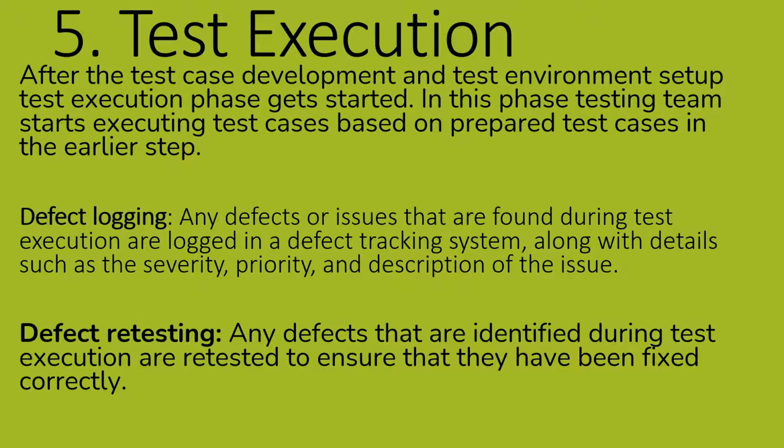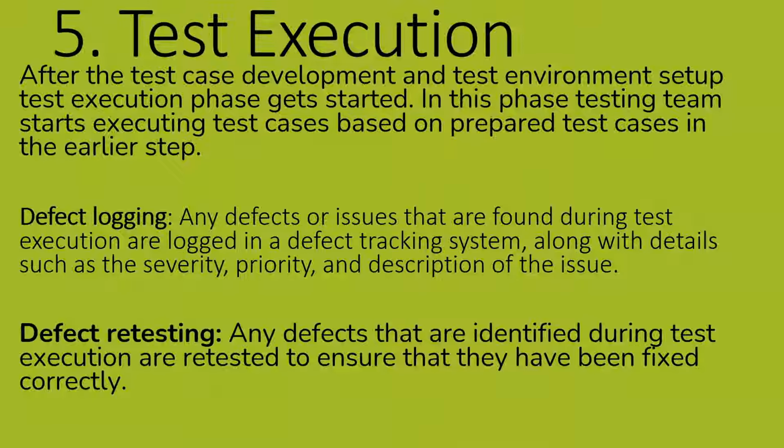This is a defect: if the actual and expected results are mismatching, we need to report that to the developer and the developer will fix that issue. In defect logging we mention the issue, the steps to recreate, the priority, and a description of that issue in the defect tracking system. After the defect is fixed by the developer, they will reassign it for retesting. Any defects identified during test execution are retested to ensure that they have been fixed correctly.